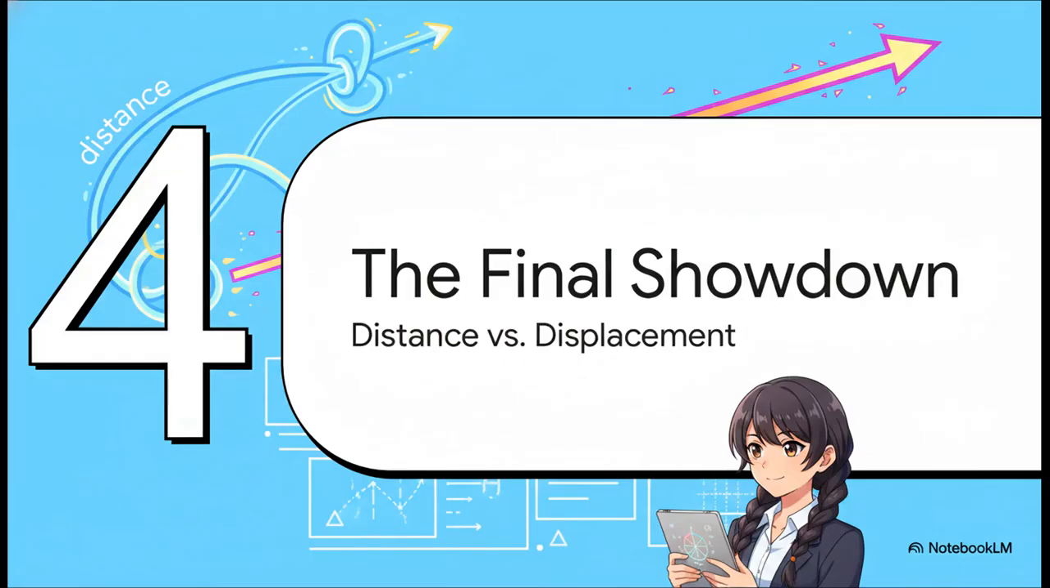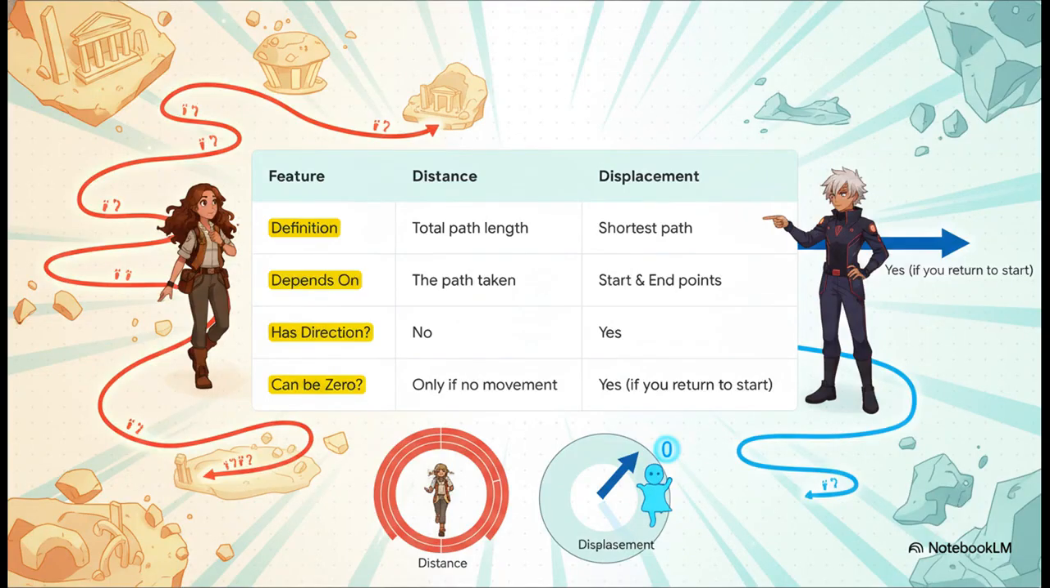So now that we've untangled these two ideas, let's put them head-to-head for a final, clear comparison. So let's break it down. Distance is your total path length. Displacement is the shortest path. Distance depends on the route you take. Displacement only cares about your start and end points. And crucially, displacement has direction while distance does not. Now think about this last point for a second. If you run a 400-meter lap around the track, your distance is 400 meters. But because you end up exactly where you started, your displacement is 0.